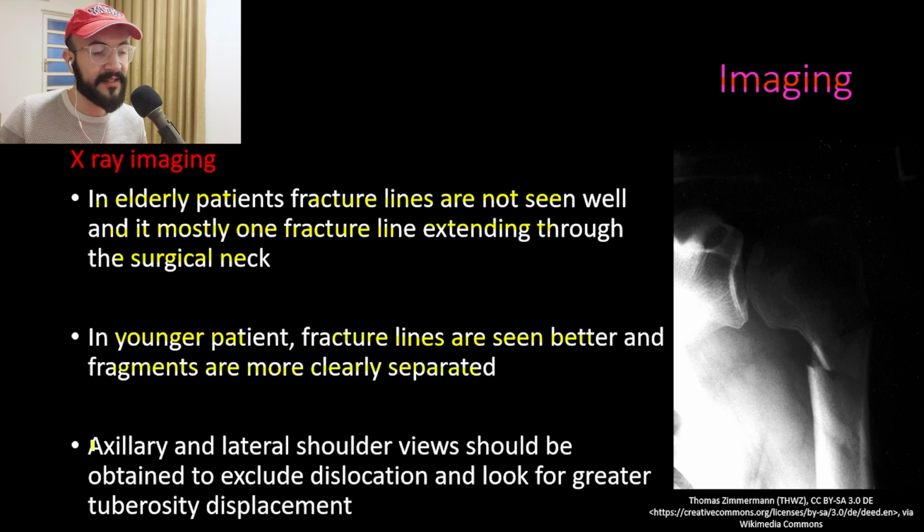Now, the axillary and lateral shoulder views should be obtained to exclude dislocation and to look for the greater tuberosity displacement. And as you can see here in the AP shoulder X-ray, we have a surgical neck fracture here. It is a two-part surgical neck fracture.